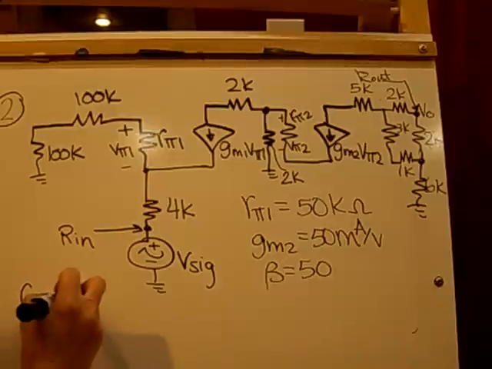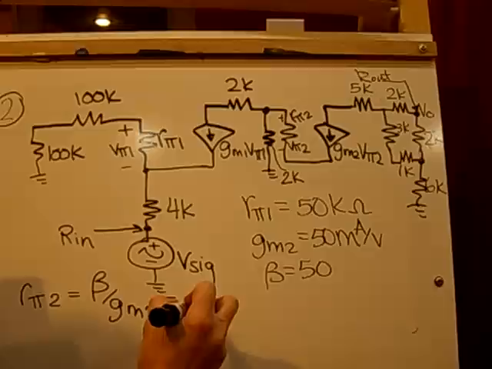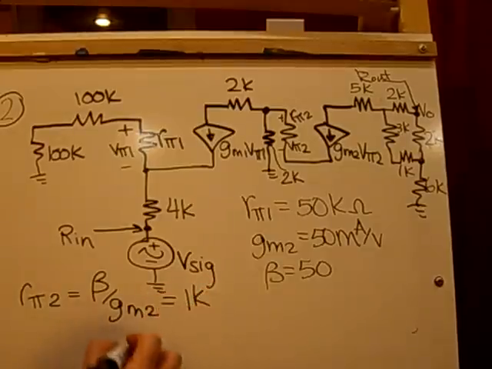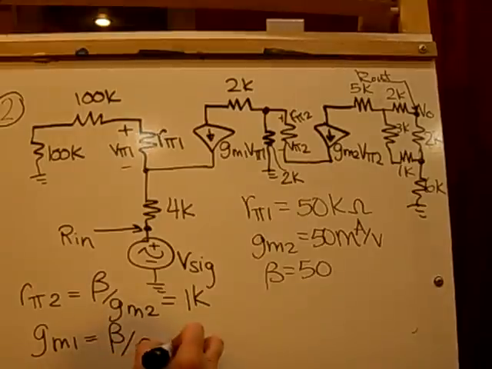R pi 2 can be determined as beta over GM2, which is 1K, and GM1 can be determined as beta over R pi 1, which is 1 milliamp per volt.